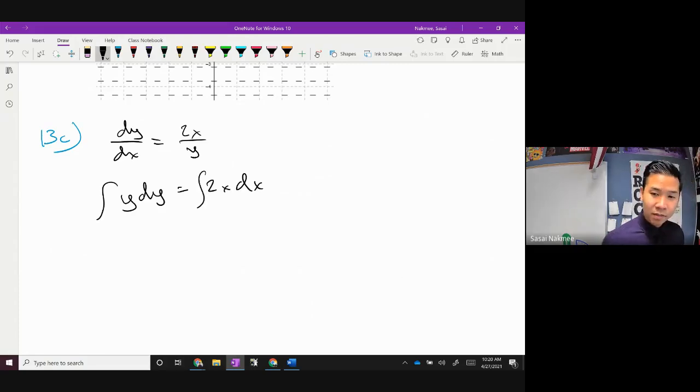Just like I've done earlier, right? That's all you have to do to solve these differential equations. You're finding y is equal to f of x. I'm going to go ahead and do this real quick. This is going to come out to be 1/2 y squared is equal to x squared plus c.